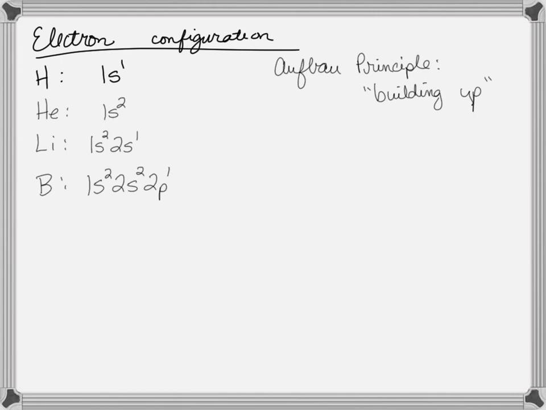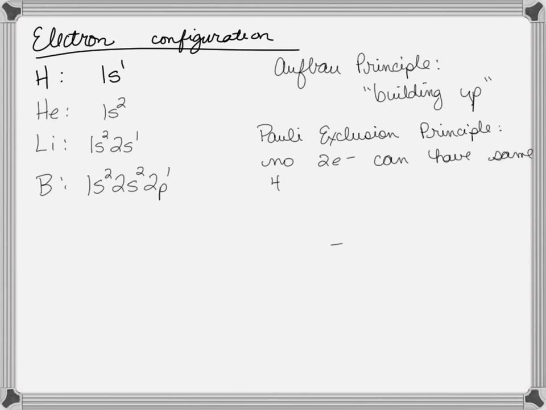Okay? The other principle that you're going to have to use, and you're about to see it, you hadn't seen it yet, is called the Pauli exclusion principle. The Pauli exclusion principle says no two electrons can have the same 4 quantum numbers. Yeah, you have seen it.